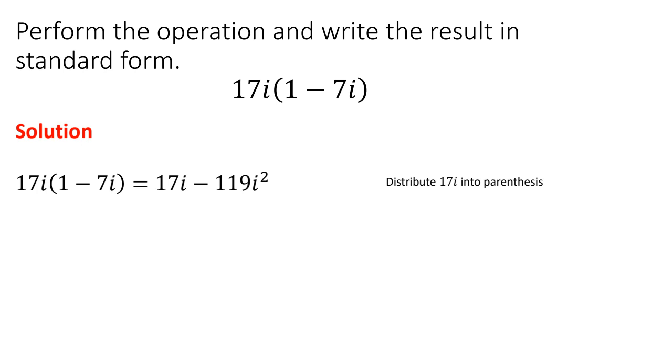So to do this, we're going to multiply 17i times 1, which is going to give me the 17i. 17i times the -7i is going to give me a negative 119i squared. Let's substitute the i squared with what we know it is. It's a -1. So negative 119 times a -1 gives me a positive 119.